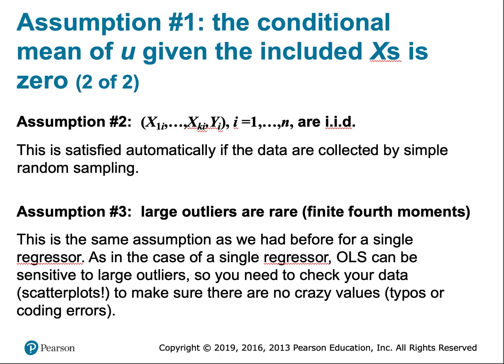All right. So assumption 2, that our x's and y are IID. This is satisfied automatically if the data are collected by simple random sampling. In assumption 3, large outliers are rare. We have finite fourth moments. This is the same assumption as we had before for a single regressor. As in the case of a single regressor, OLS can be sensitive to large outliers. So we need to check our data. You need to plot the data, look at the data, see that there are no values that are very large, that there are no typos or coding errors. And if there are, then we need to clean the data set to remove those observations.